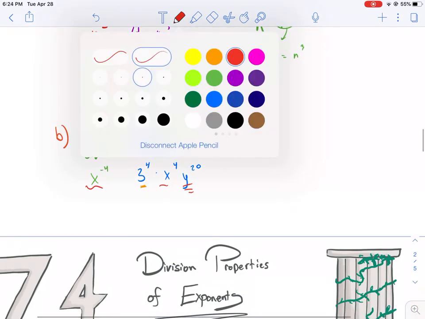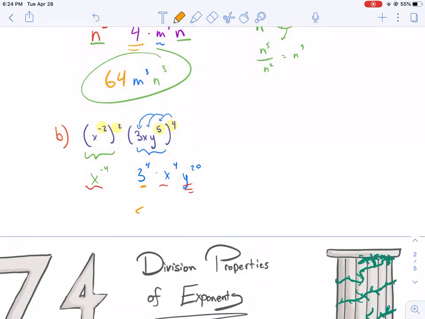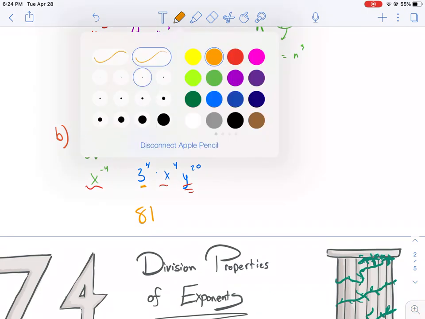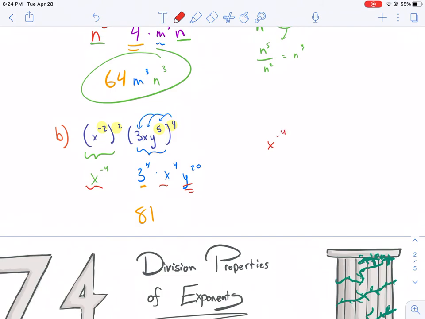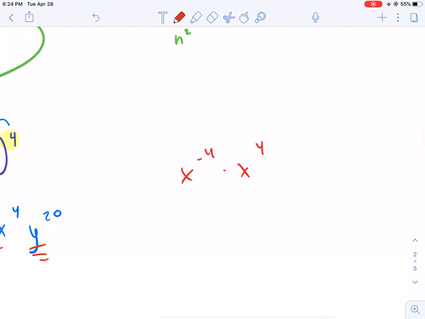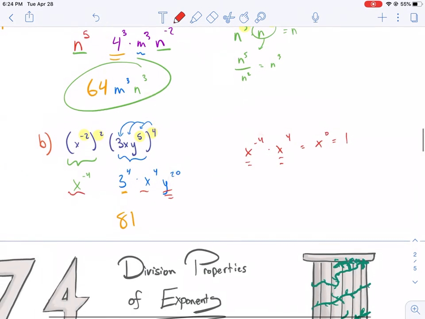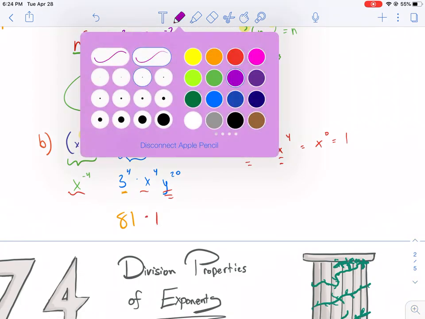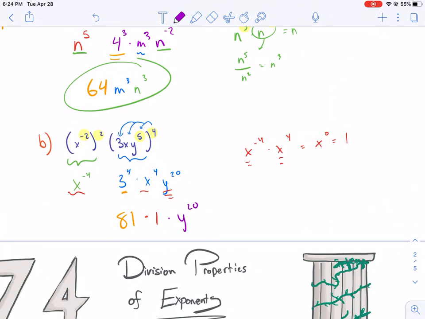So coefficient first, 3 times 3 times 3 is 27, times 3 is 81. Now we have x to the negative 4 times x to the positive 4. What happens there? Well, we have like bases, so we're going to add exponents because we're multiplying like bases with exponents. So it's x to the 0. What do you know? That's equal to 1. So we can put the 1 there, or essentially it goes away. Then we have times y to the 20th. So we're going to simplify this, 81 y to the 20th.